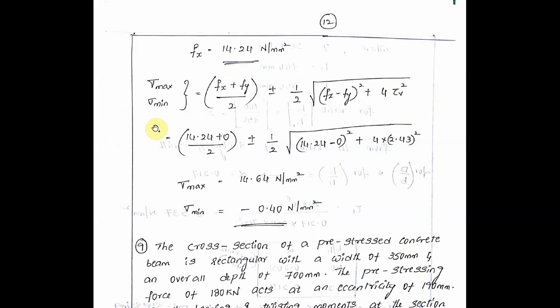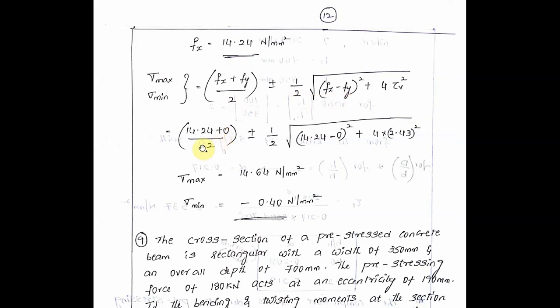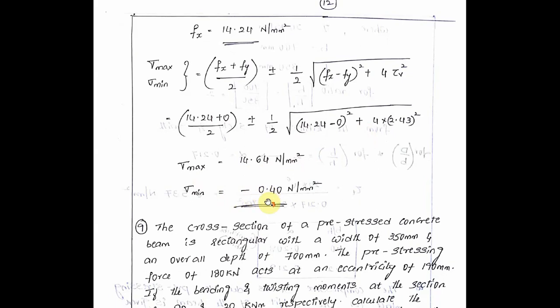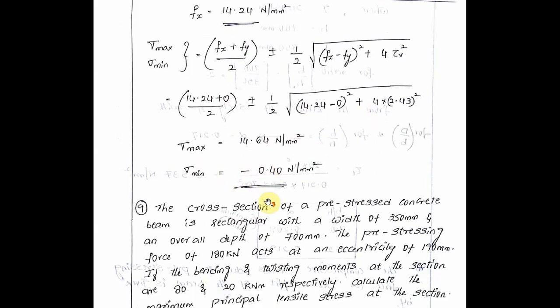Therefore, the maximum and minimum principal stress is equal to (Fx plus Fy) divided by 2 plus or minus half into root of (Fx minus Fy) the whole square plus 4 into tau square. So putting in the values, 14.24 plus 0 divided by 2 plus or minus half into root of (14.24 minus 0) the whole square plus 4 into 2.4 square. So maximum is equal to 14.64 Newton per mm square. Minimum is equal to 0.40 Newton per mm square.